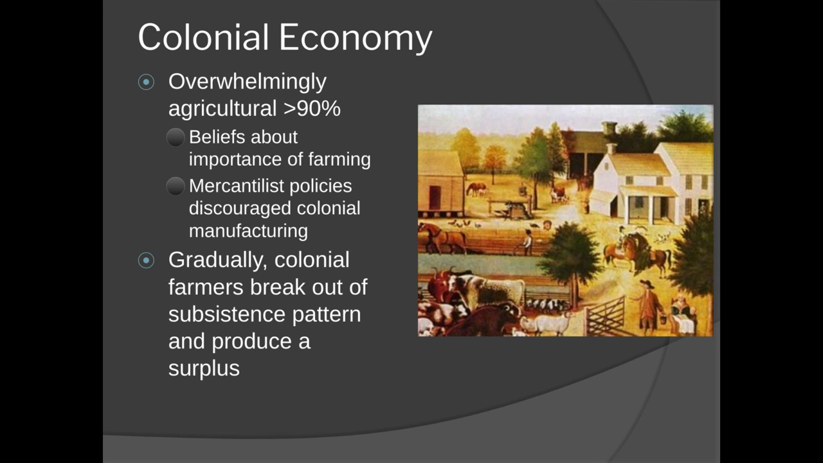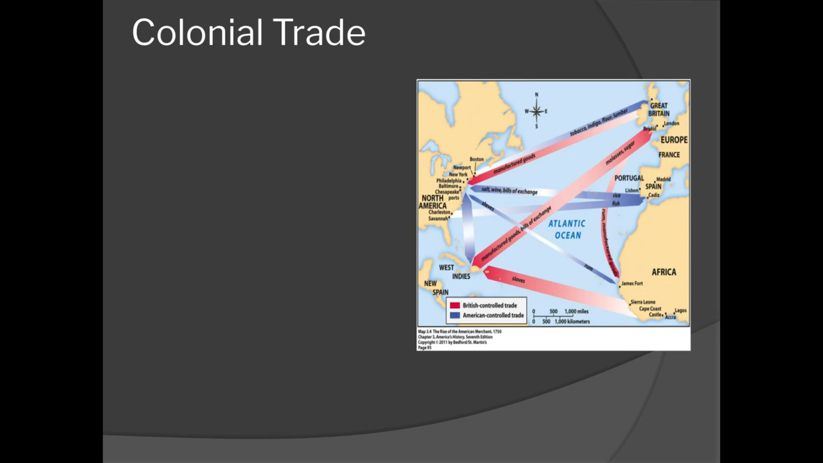Gradually, colonial farmers break out of that subsistence farming. And remember, subsistence is where you're only farming for yourself and your family to keep yourself afloat. And they start to produce a surplus. And then they're going to start to want to sell that surplus and make a profit from what they are growing.